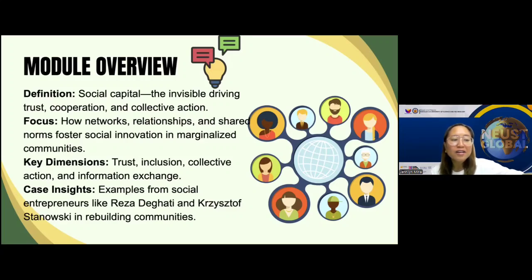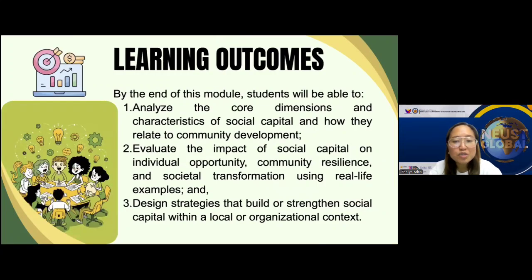So, what are our learning objectives or learning outcomes in this specific lesson about social capital? By the end of this module or discussion, my students are expected to analyze the core dimensions and characteristics of social capital and how they relate to community development.